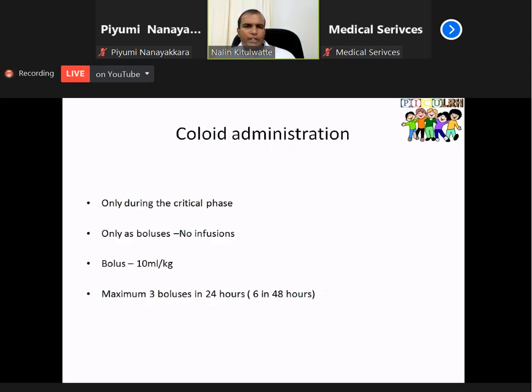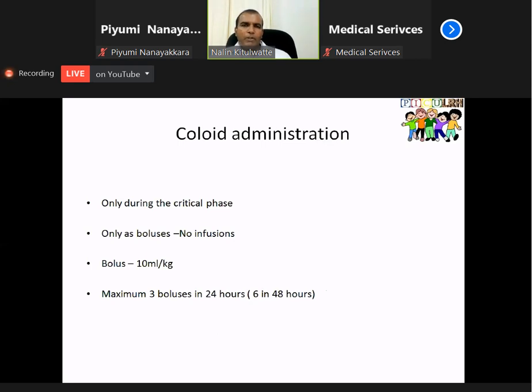If you are giving colloid fluid, it should be only during the critical phase, only as boluses, no infusions. So bolus is 10 ml per kilo. Somebody asked that question during the previous lecture. Yes, so this is one indication to give 10 ml per kilo fluid as a bolus during shock. There are only 4 conditions in which you give 10 per kilo fluid in shock as a bolus. One is dengue, DKA, neonate, and trauma. Just remember, those are the 4 conditions in shock.